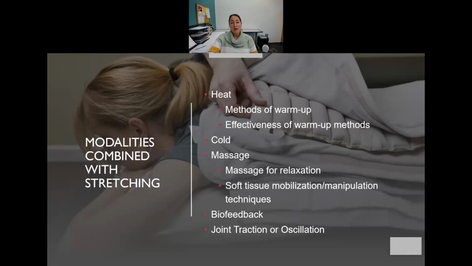Massage can help relax the muscles. It can help mobilize and manipulate the tissues. Biofeedback can help. Traction and oscillation can help.